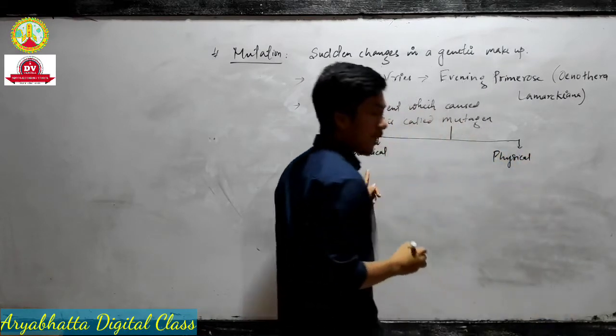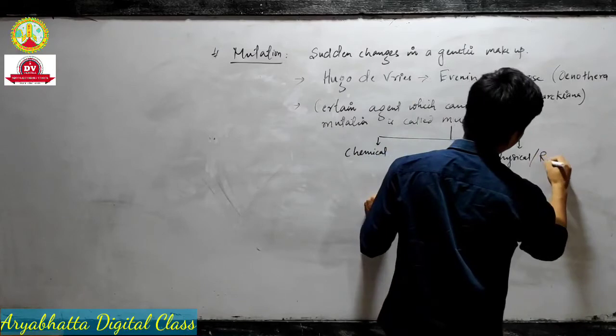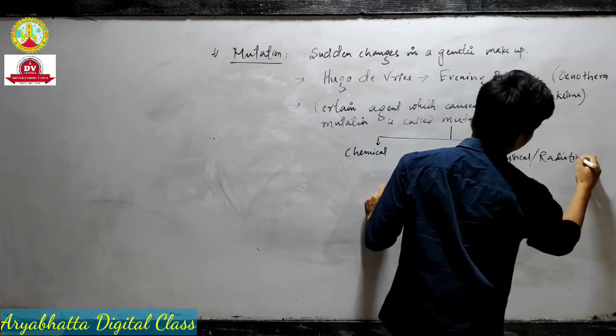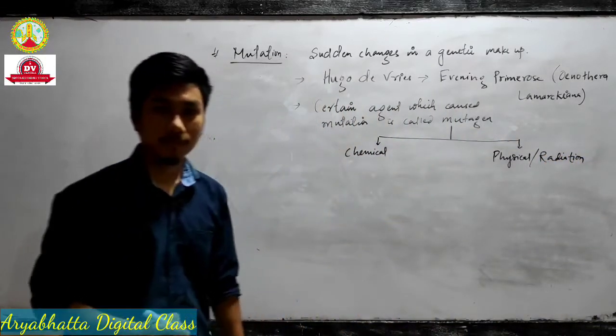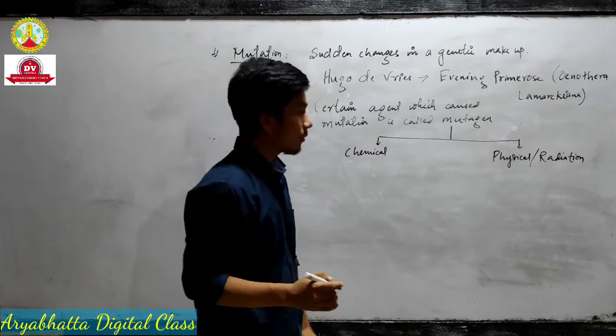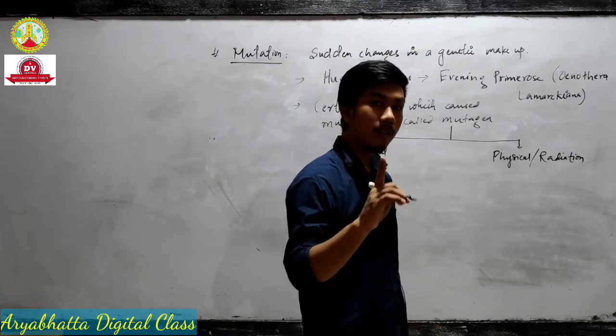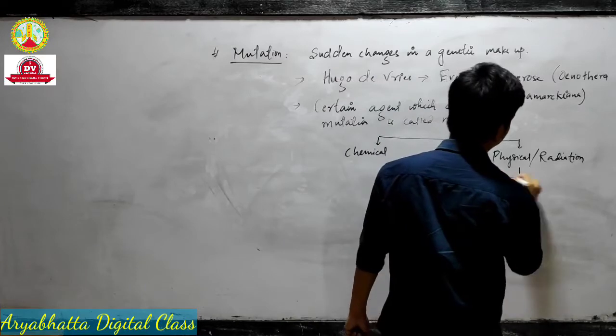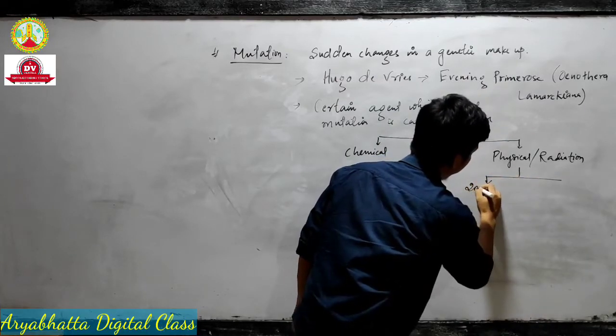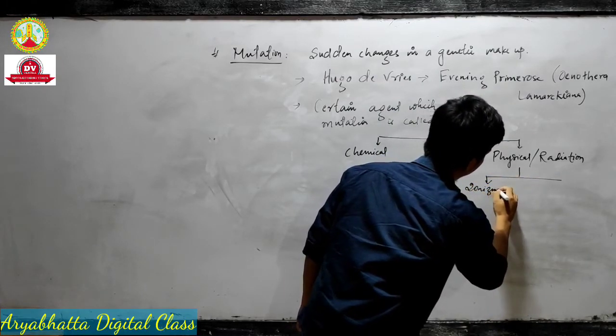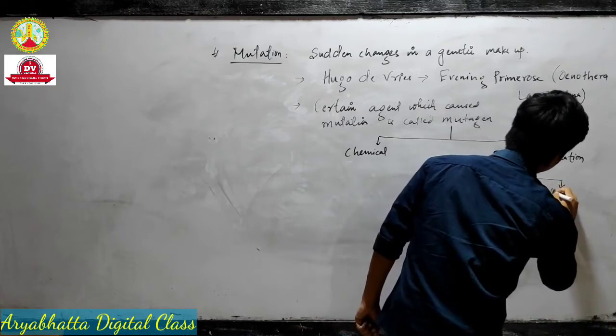So one is chemical and another one is physical, or we can also call it radiation. So radiation can also result in mutation. Again, radiation can be classified into ionizing and non-ionizing.